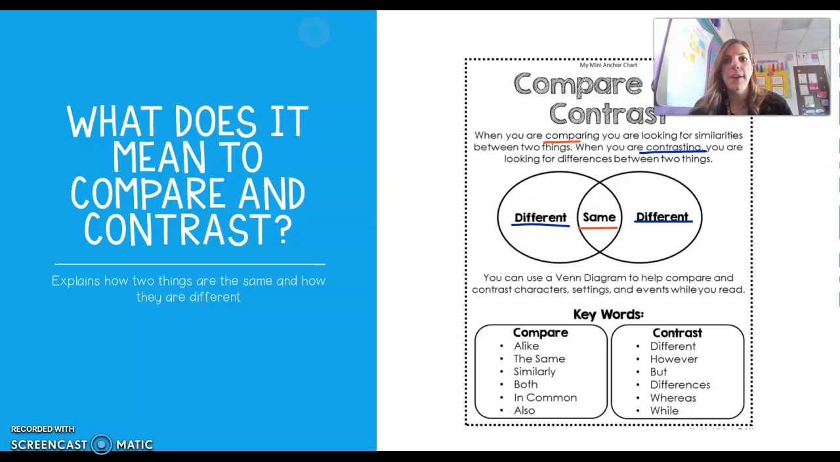So some comparing words that we can use are like, alike, the same, similarly, both, in common, and also. Some contrasting words that we can use are different, however, but, differences, whereas, and while.